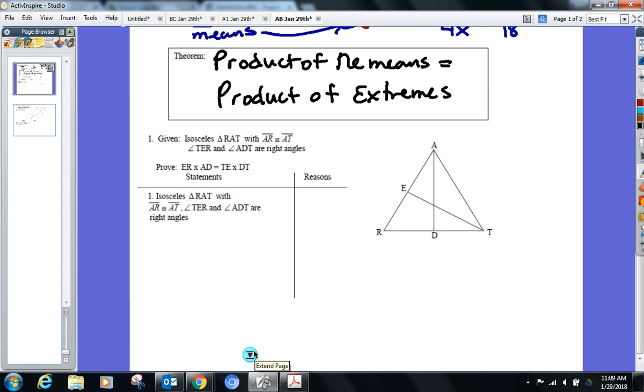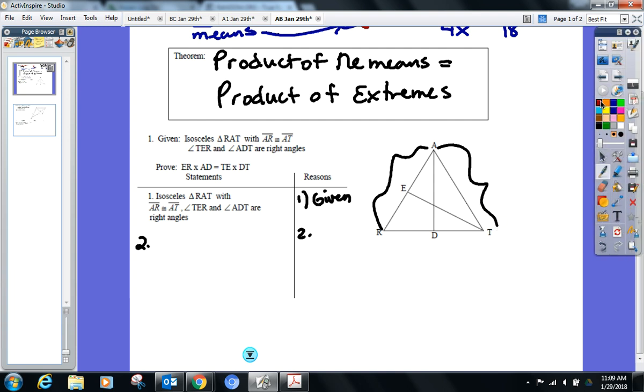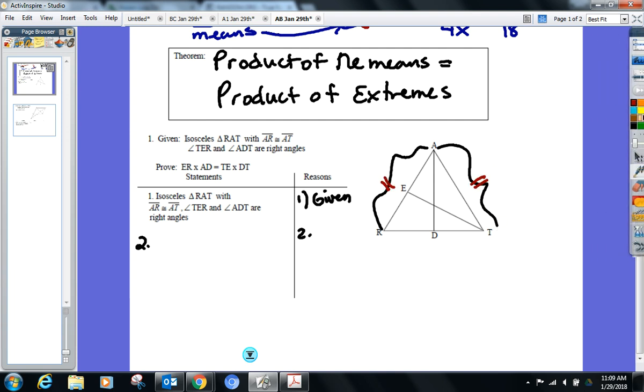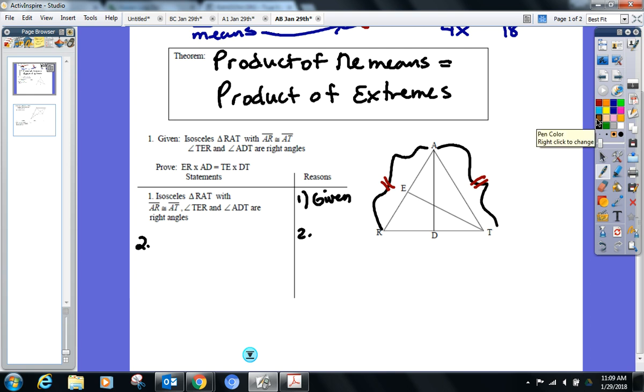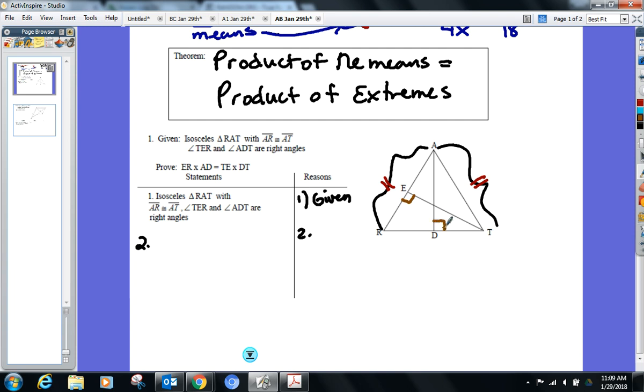All right, let's use it now. Let's use it. I'll let you fill in your diagram with whatever you need to. I already filled in the given, so that's all done. I got these two sides congruent. And I have right angles at T, E, R. And I have ADT as a right angle. Perfect.